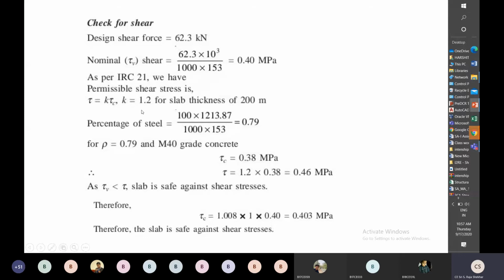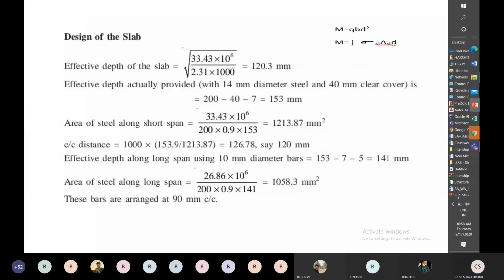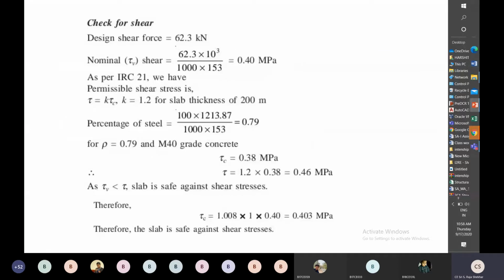For the calculation of shear carrying capacity, we have to calculate the percentage of steel provided in the slab. We are getting main reinforcement of 1213 along the shorter span and 1058 mm square along the longer span. Whichever is maximum, that we need to consider. Here 1213 is the maximum. Percentage of steel is equal to capital AST by B into D into 100. I'm getting percentage of steel as 0.79.